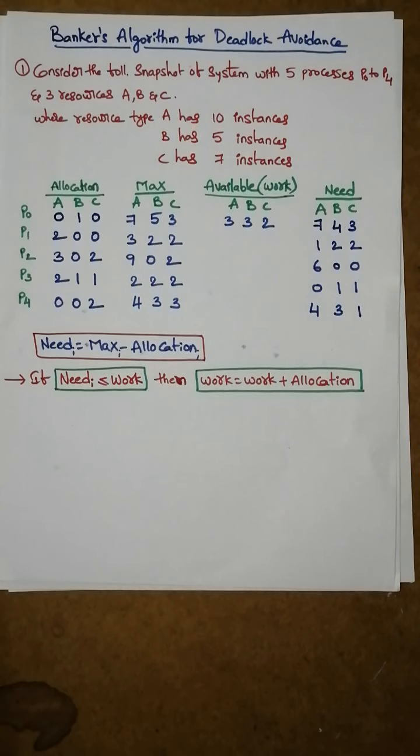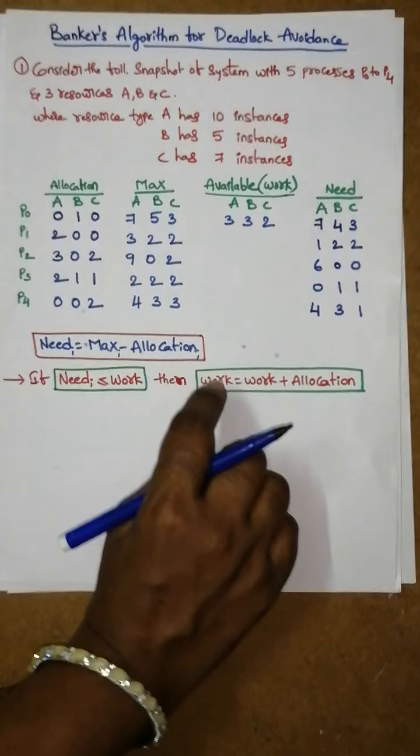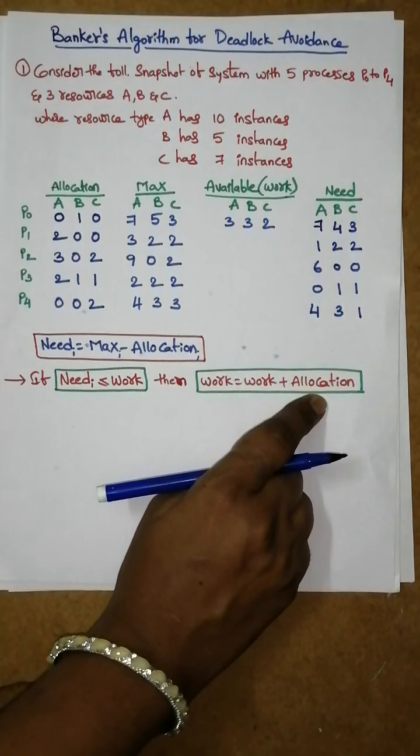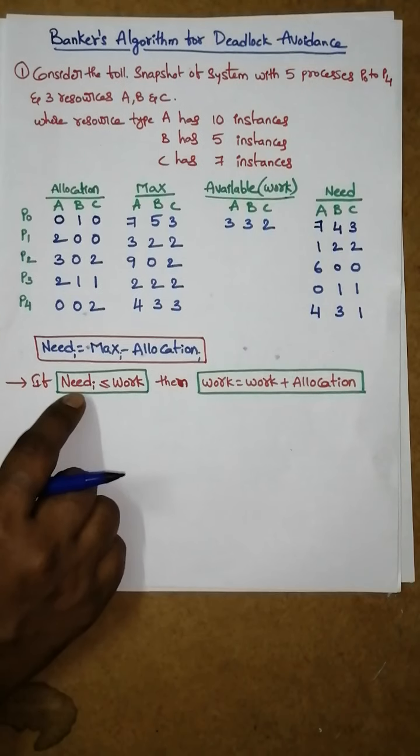Now the next thing is, after calculating the need values, we have to check a condition. The condition is: if need is less than or equal to work, that is, if need is less than or equal to available, then you have to update the value of work as work equals work plus allocation. Now let's see what this actually is.